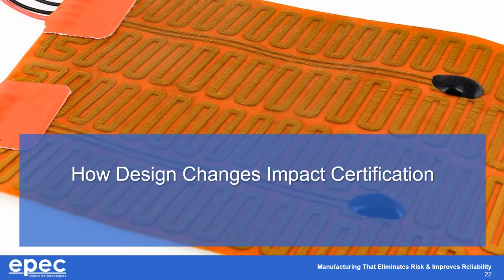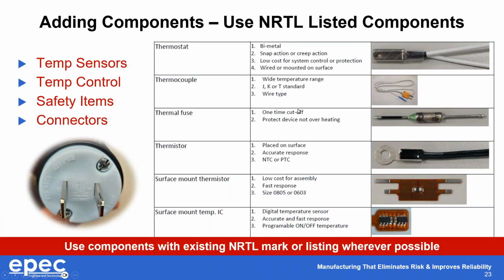Next, we'll be talking a bit about how design changes have an impact or no impact on certification. Earlier in the webinar, I did mention how we strive to use listed off-the-shelf components. These can be any number of devices, whether it's a NEMA plug, like the one shown here with the ETL mark, an off-the-shelf thermal fuse or thermistor, or maybe a surface-mounted IC or other device.